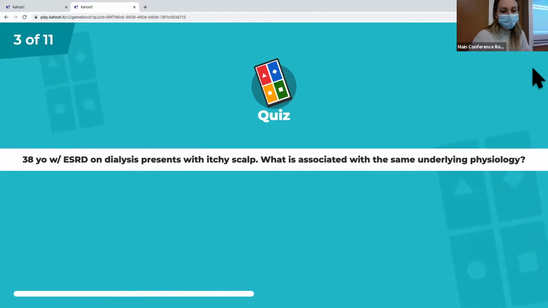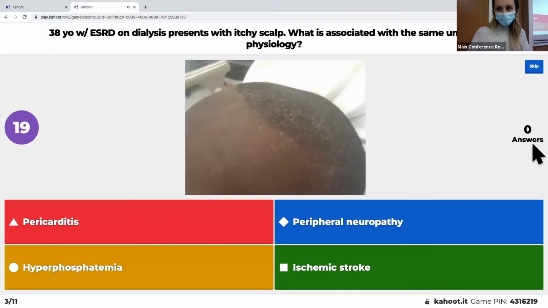38-year-old with ESRD on dialysis presents with itchy scalp. What is associated with the same underlying physiology?